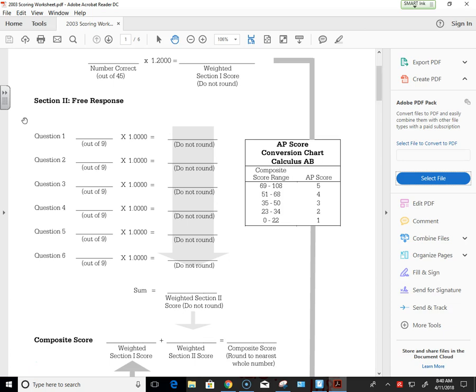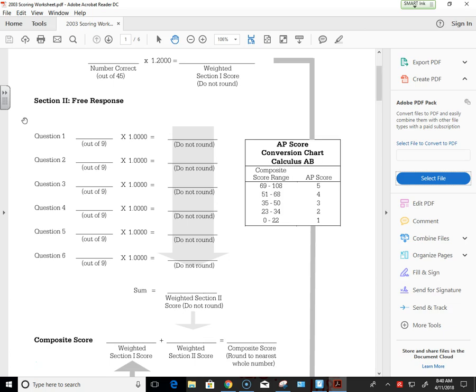If you had a 51 up to a 68, you had a 4. If you had a 35 to a 50, you had a 3. This is the raw score. This is the number, not the percentage. 23 to 34 is a 2, 0 to 22 is a 1. Now, some of you are like, oh, it wasn't as bad as I thought, because 3 is technically passing.